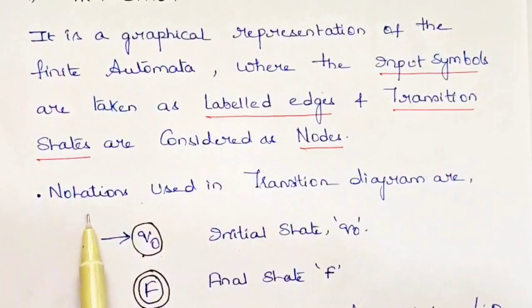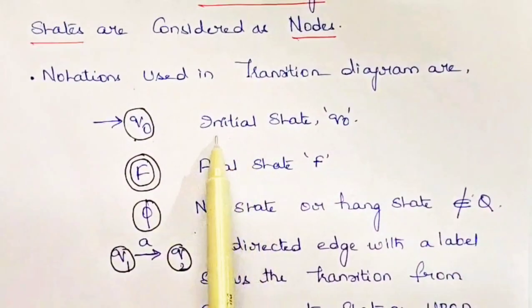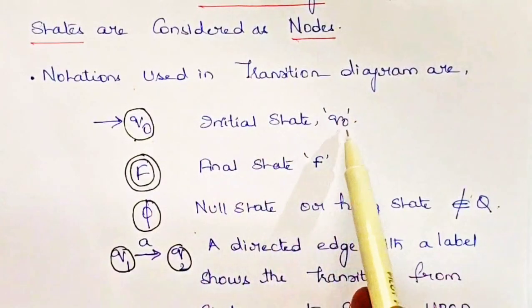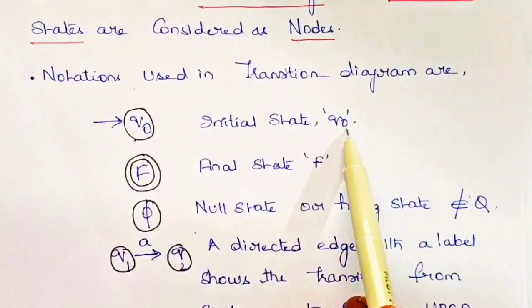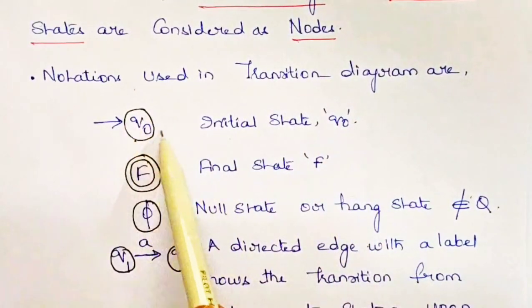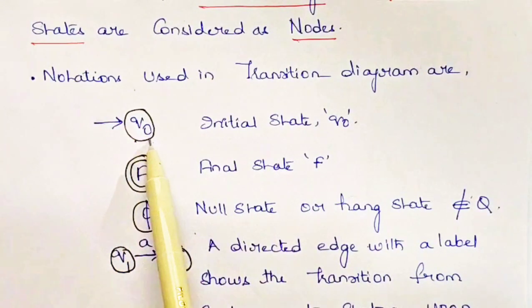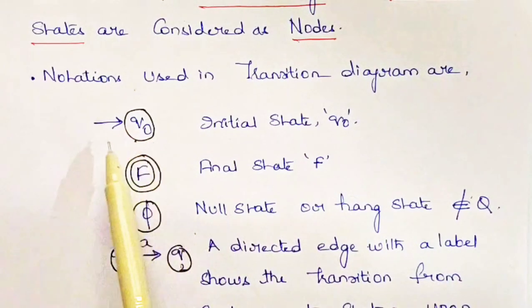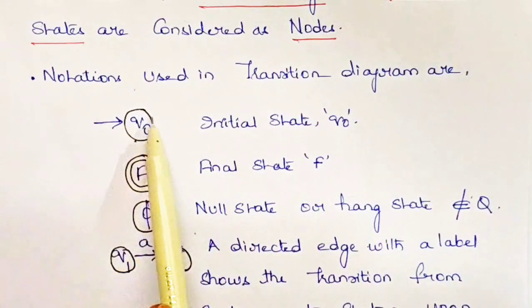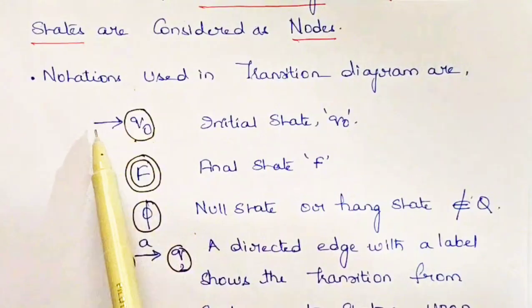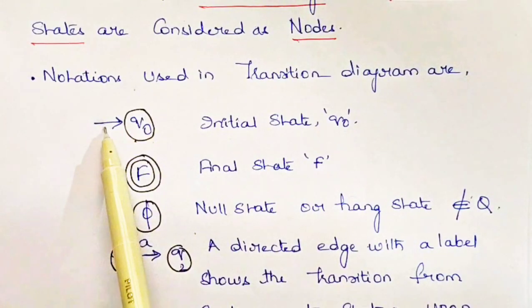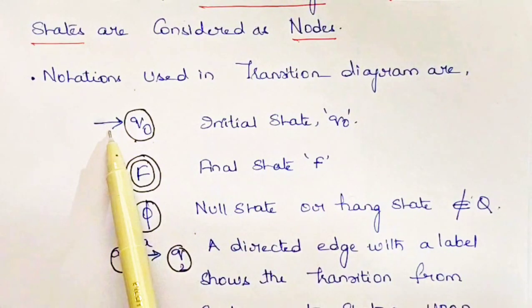The basic notations of a transition diagram are as given below. First, initial state. Let us consider the initial state as Q0. Considering the state as a node, the incoming unlabeled edge will be indicating that this state will be the initial state, such that the initial state which is represented as a node will always have the unlabeled edge as an incoming edge.